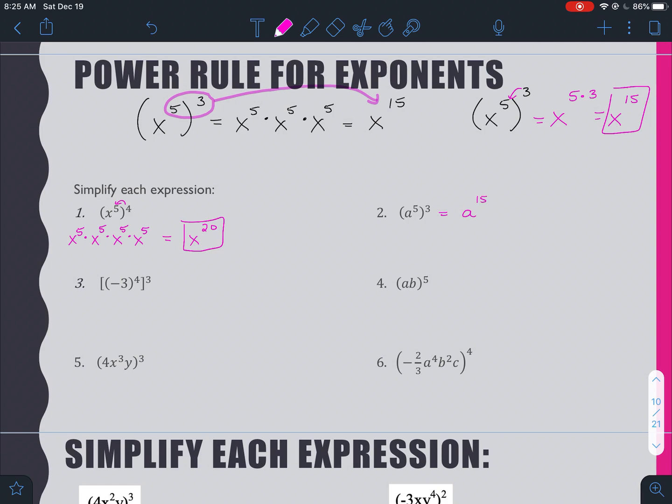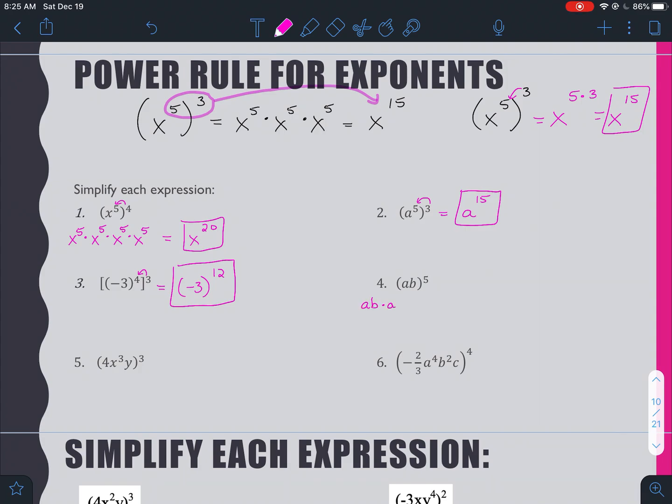Number 2, a to the fifth raised to the third power. Very similar to that example we did up above. It's just with an a. So this would be a to the 15th. Negative 3 to the fourth raised to the third power. Again, you can multiply those exponents, and this would be negative 3 to the 12th power.